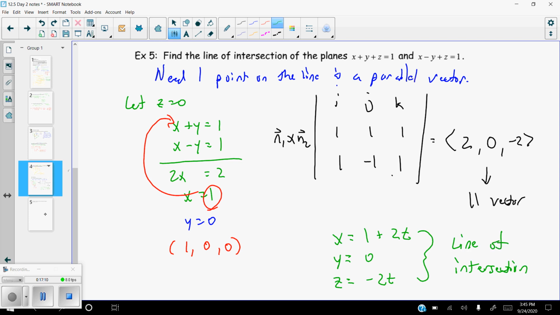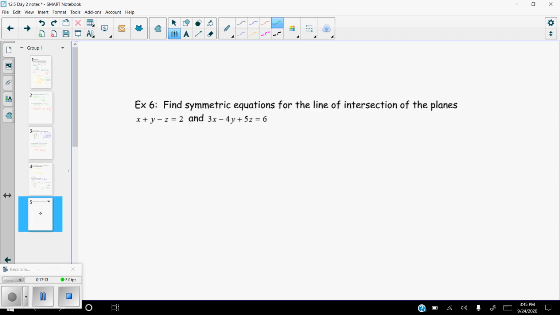All right, one more. So now we just want to find the symmetric equations for the line of intersection of the two planes. So basically we just have to solve these things for t at the end. So let's go ahead and do the same general idea. We're going to start off by finding our point.